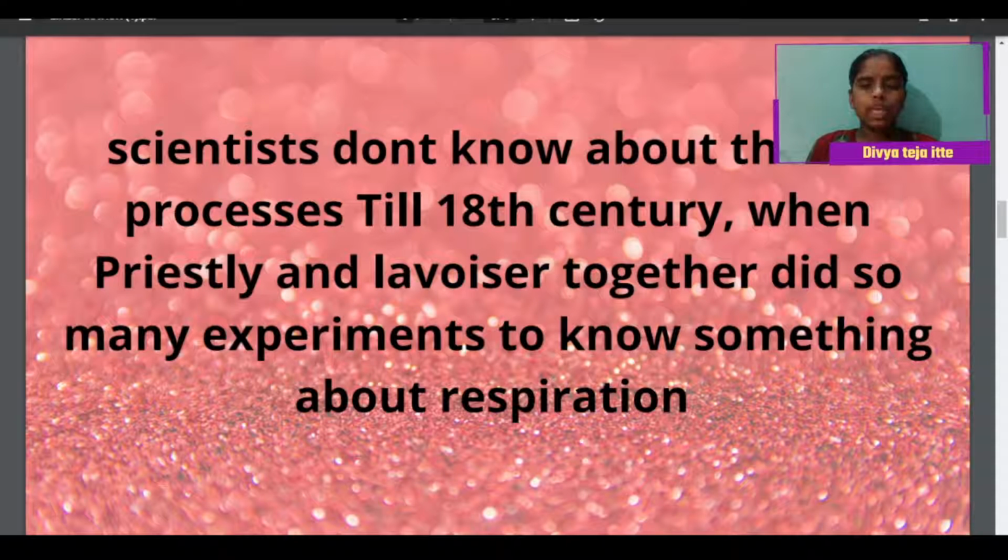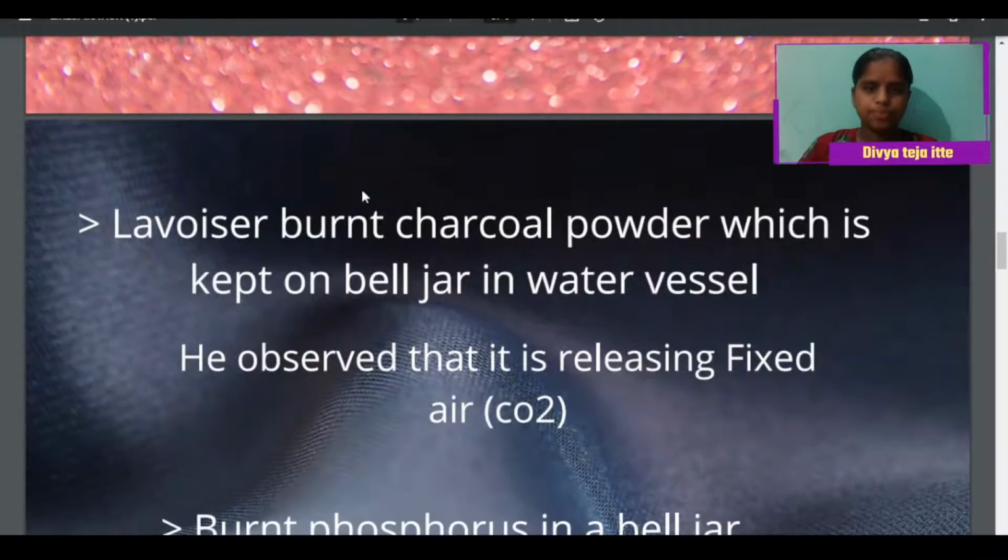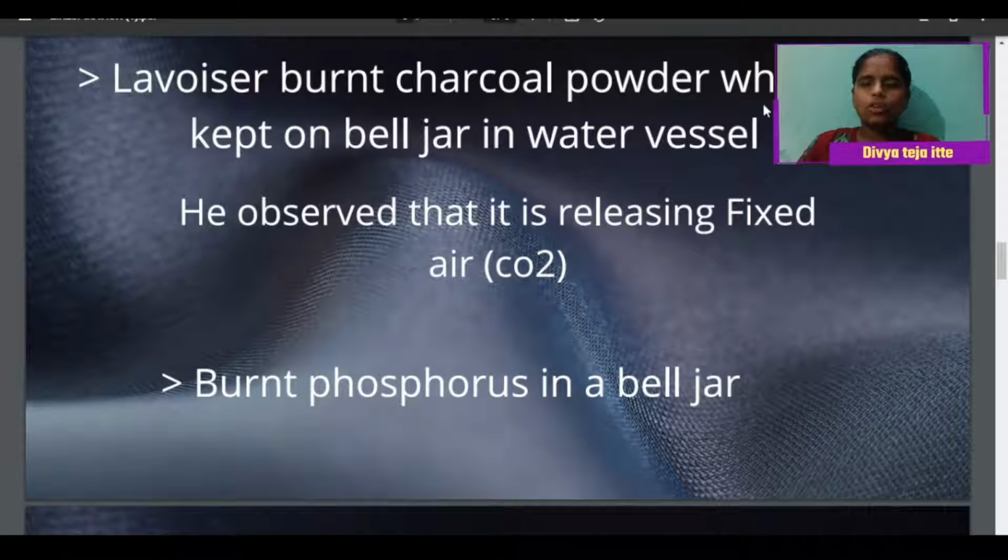Now we are going to see some of the experiments of Lavoisier on respiration. Lavoisier burnt charcoal powder kept in a bell jar in a water vessel, and he observed that it was releasing fixed air, which is simply carbon dioxide. They used the word fixed air before instead of CO2. He did the same experiment for phosphorus also.